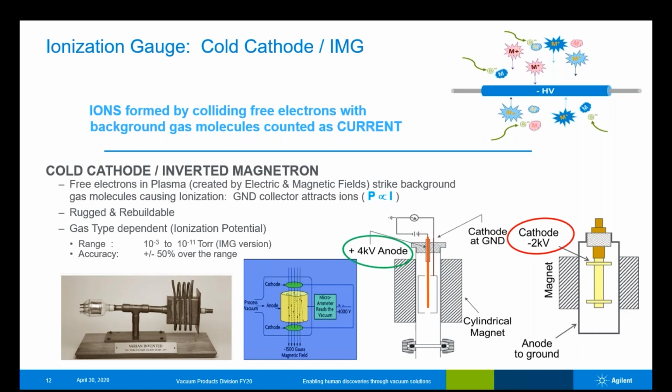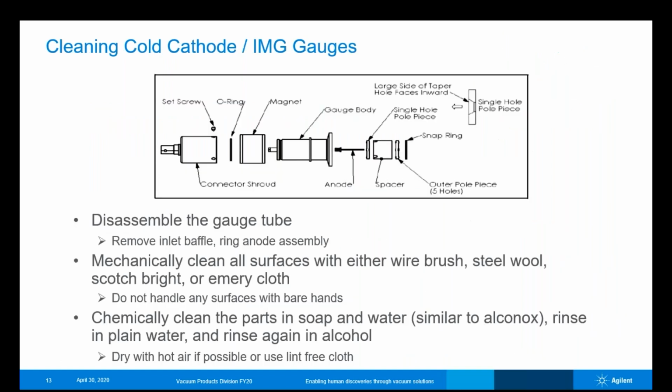When I mentioned plasma, this is how we're creating those free electrons you see in the graphic at the top of your screen. A plasma is simply a high energy field that has a collection of free electrons and positively charged ions. The fact that we have a magnet around the outside means that those free electrons will spiral around infinitely until they strike a background gas molecule. By doing that, we create positive ions, have those attracted to the negative cathode, and then we count those as a current, as I described earlier.